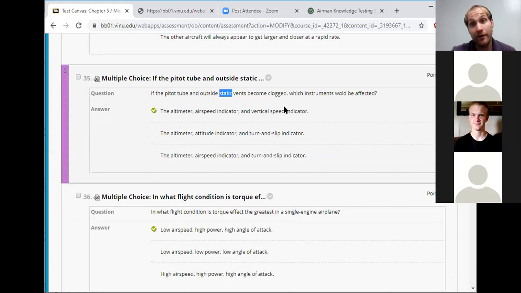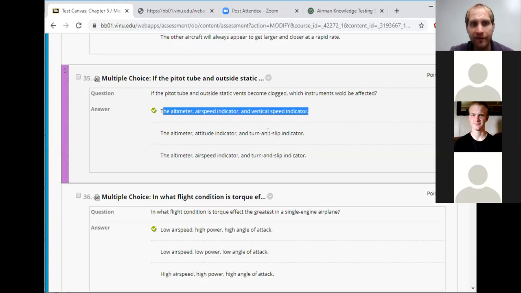They're all static instruments. They all connect to the static port. The altimeter, the airspeed, and the vertical speed. They all connect to the static port. So if the outside static vent becomes clogged, those are affected. This question adds in the pitot tube. The pitot tube is only connected to the airspeed indicator. The airspeed indicator connects to both the pitot tube and the static port. So this is your best answer choice.